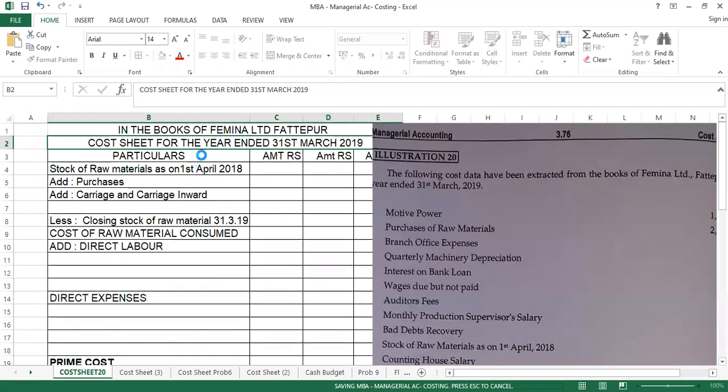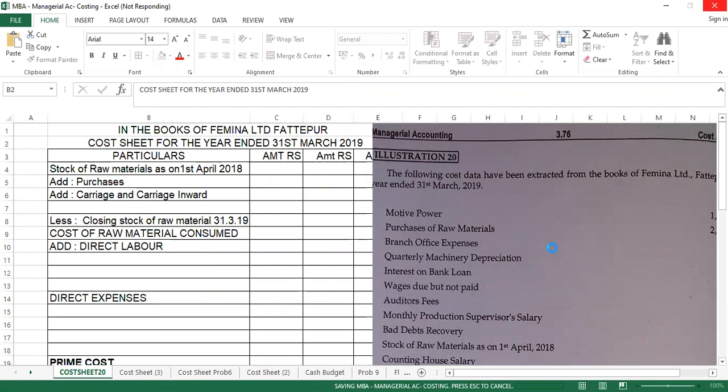Then we have the first column as particulars. Then we have three columns for amount, that is internal and external columns. Let's study this problem.